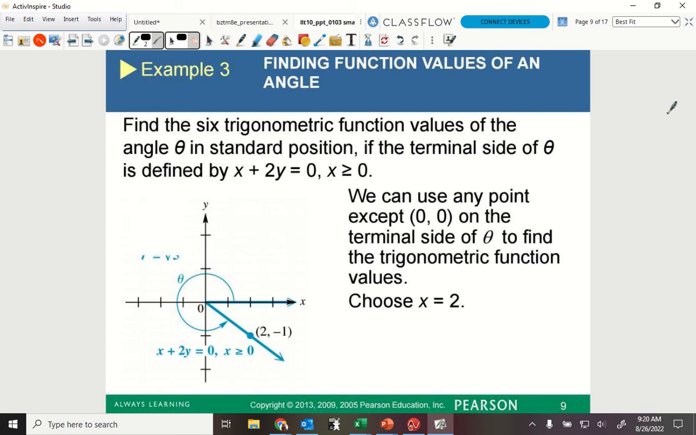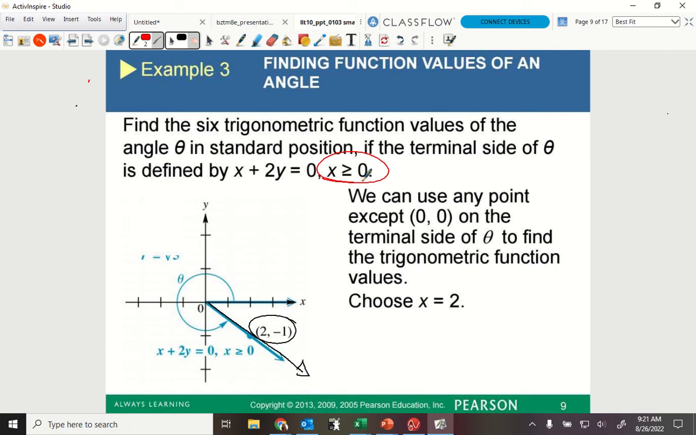It says find the 6 trigonometric functions of the angle theta in standard position if the terminal side of theta is identified by this line, which is here. They gave it to you here already, but on your problems, it's not going to give you that. It's just going to give you an equation. And what does it say about my x values? It says it's greater than or equal to 0.